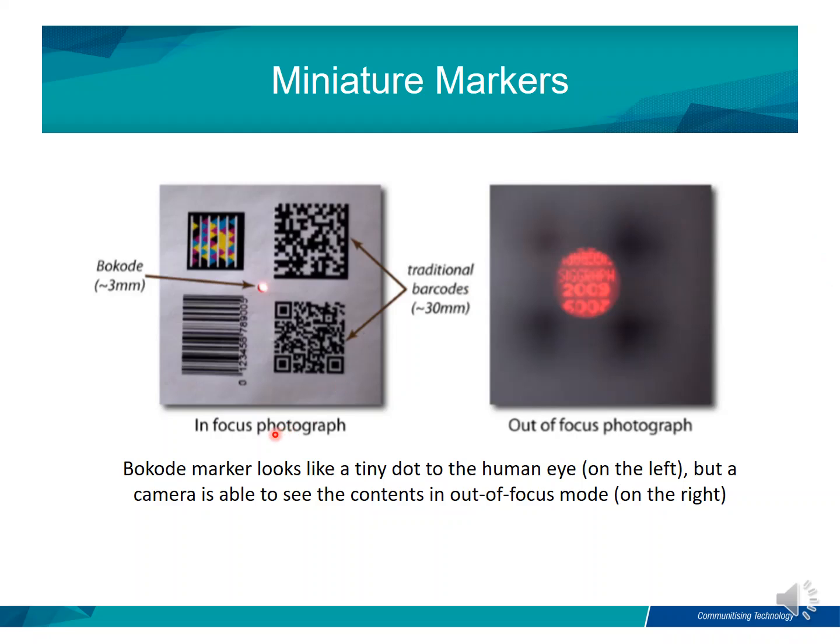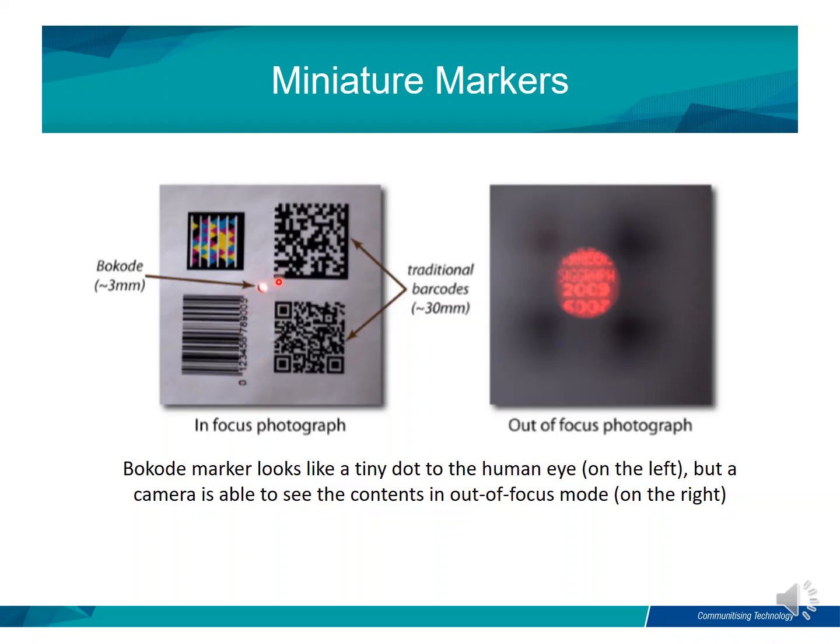In the in focus photograph, you will see a traditional barcode. This one is a traditional barcode, with a size of around 30 mm, and then we have the barcode here, which is around 3 mm. Smaller size. So basically, this barcode marker looks like a tiny dot when we see it with our human eye.